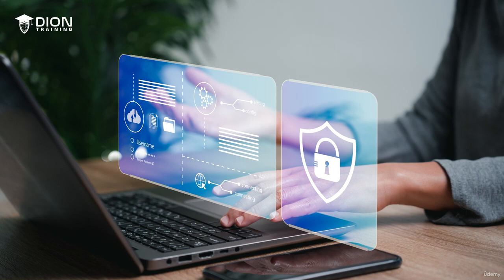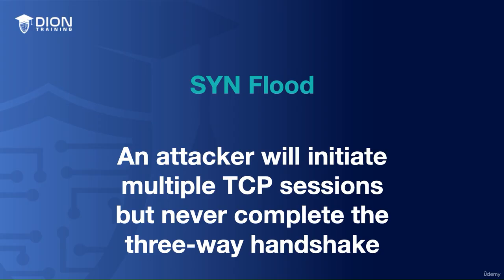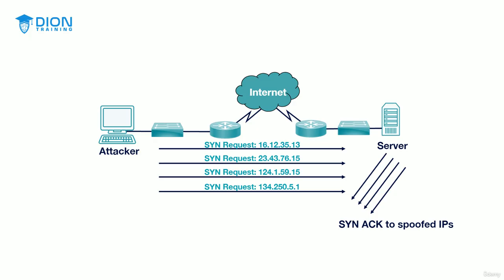The next flood attack we're going to cover is a SYN flood. Now, this attack is a variant on a denial of service attack where the attacker is going to initiate multiple TCP sessions, but never complete the three-way handshake. You can see here how the attacker is sending 4 SYN packets to the server, but they're using made-up IP addresses. The server then replies to those IP addresses in an attempt to establish that three-way handshake, but of course, the other people weren't expecting that call, and so no one responds.